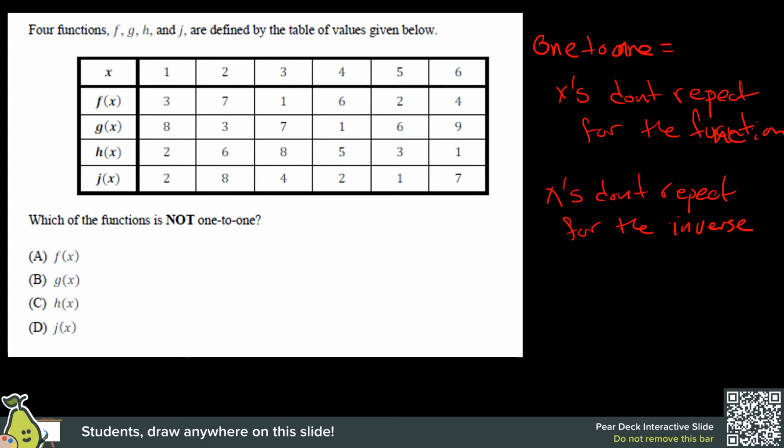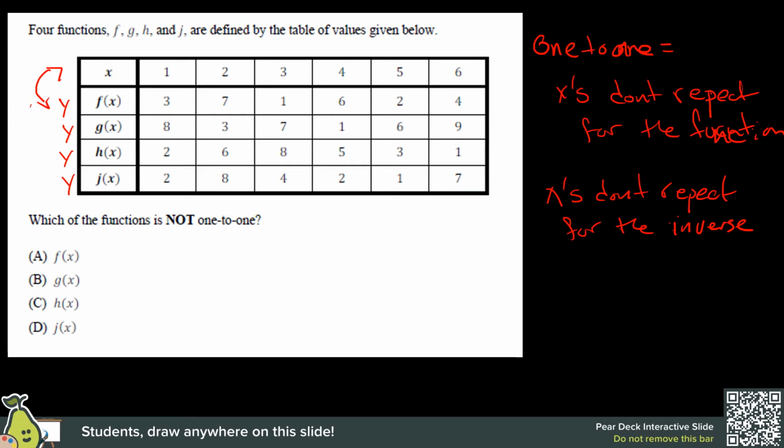So what's happening here is these values of x, the 1, 2, 3, 4, 5, 6, these are the x values, right? And these are essentially our y values here. So our x's for every one of f, g, h, and j are 1, 2, 3, 4, 5, and 6. So they never repeat. So now if we were to switch these, and f of x now became our x values, well, they can't repeat. I have 3, 7, 1, 6, 2, 4. Okay, so I don't see any repeating values here for f.